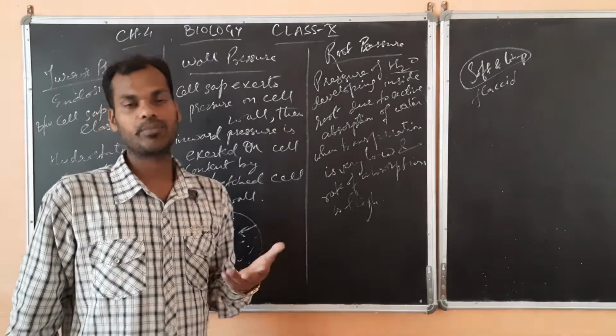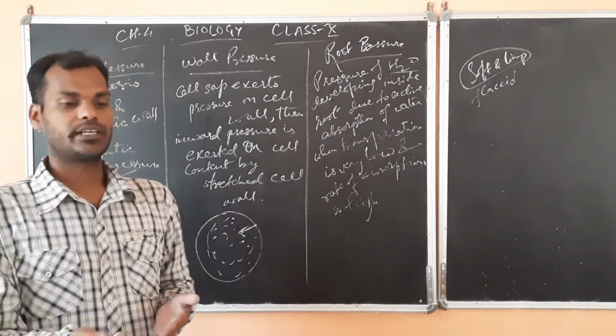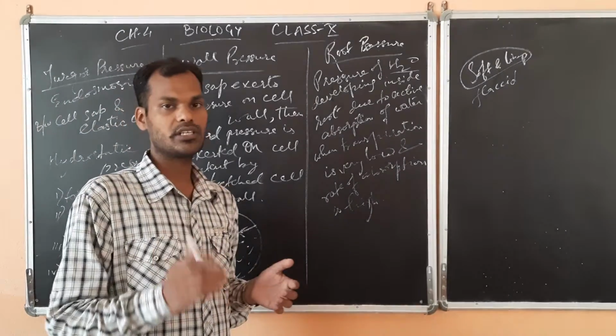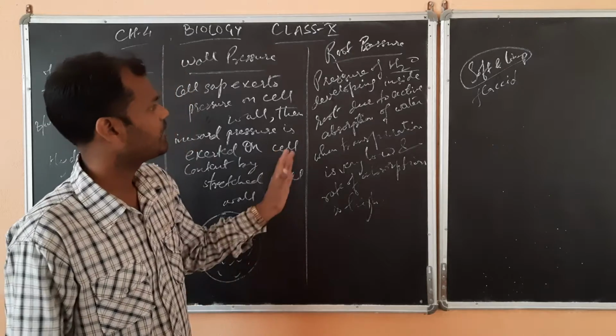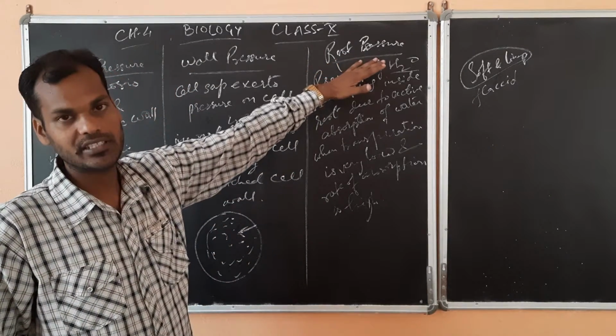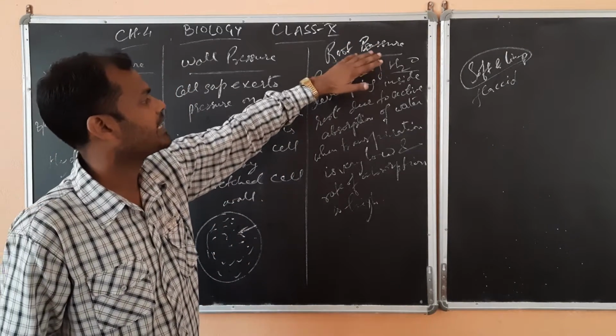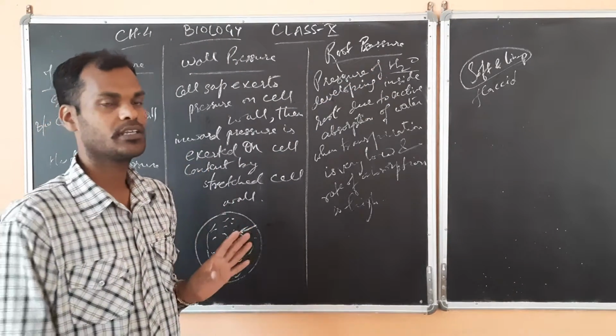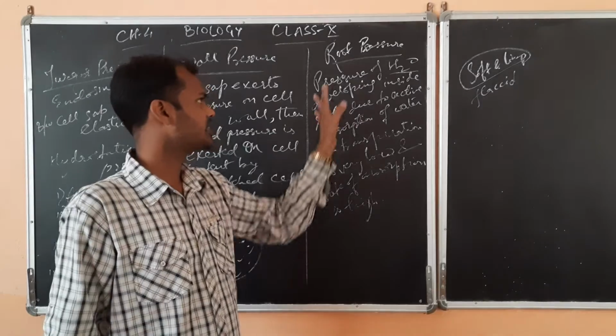But in the case of higher plants, when we study the types of absorption and some theories, we will see that root pressure is unable to carry the water to the top of the plant when the plant is big. So in the case of trees, this is not happening.